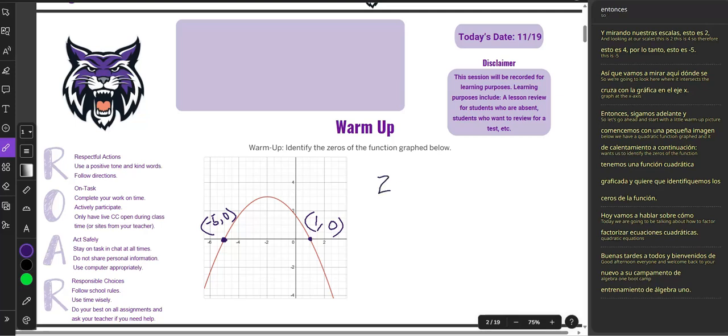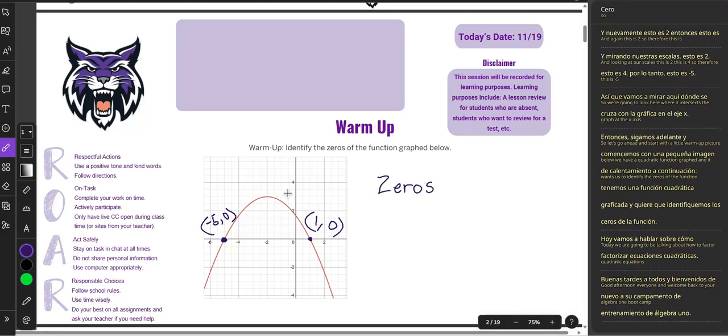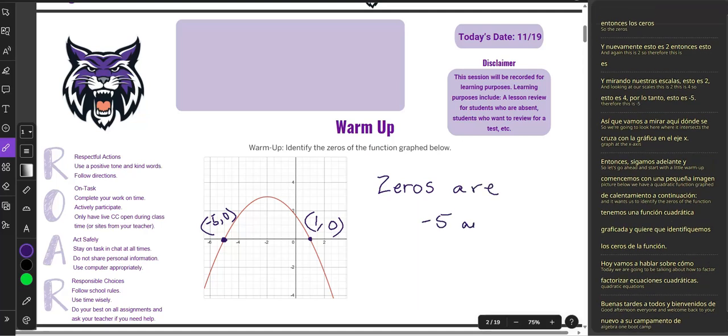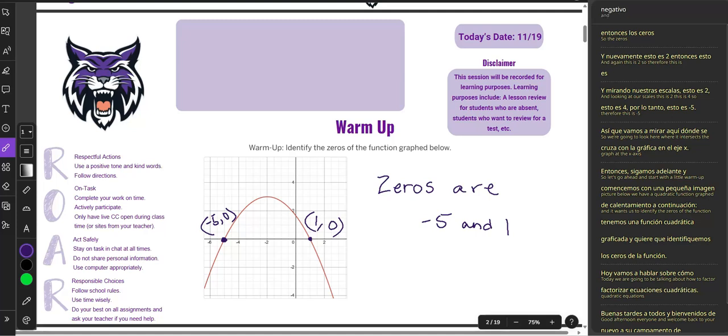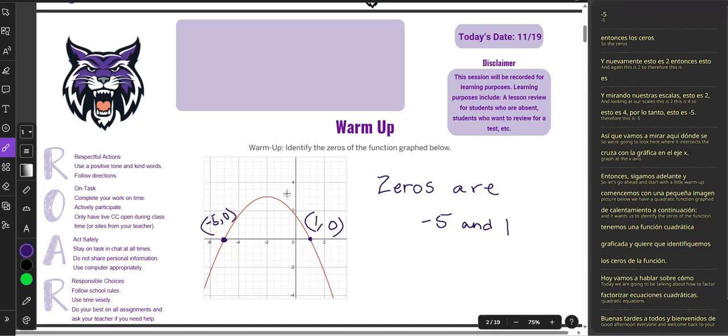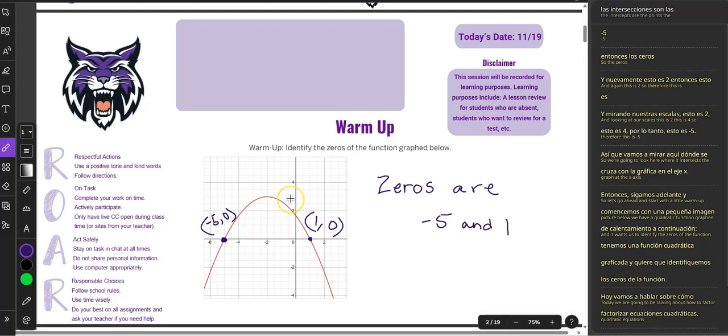So the zeros are -5 and 1. The intercepts are the points. The zeros are the x values.